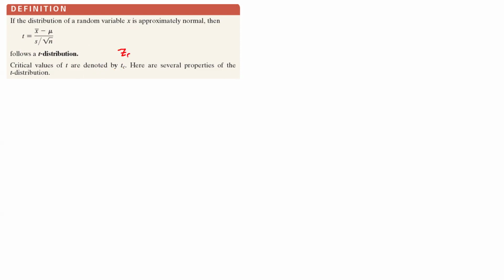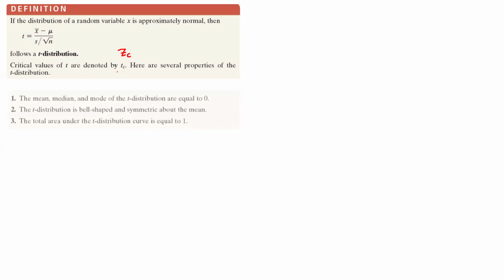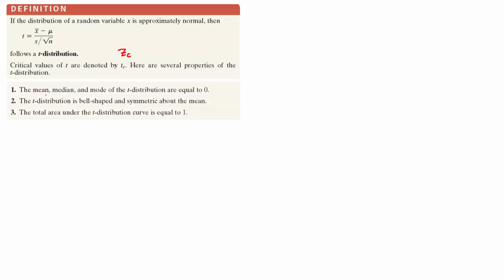So if sigma, or population standard deviation, is given, we're going to use z sub c, but if it's missing, you're going to use sample standard deviation, and then you're going to calculate t sub c. There are important properties for this distribution. First of all, the mean, median, and mode of the t distribution are all equal to 0, similar to the standard normal distribution. The t distribution is bell-shaped and symmetric about the mean.